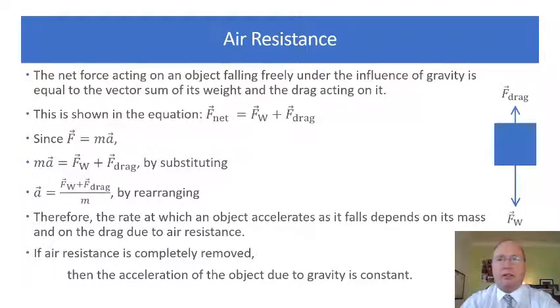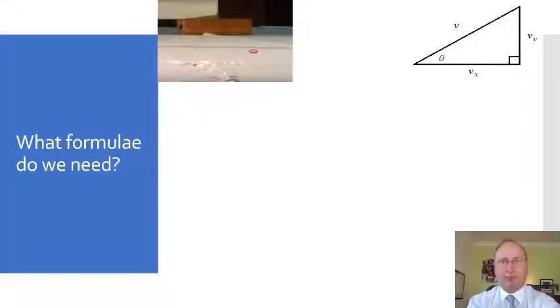If air resistance is completely removed, then the acceleration of the object due to gravity is constant. Well, what formulae do we need? Before we have a look at that, have a look at the picture at the top of the screen, where you can see a split-second photo of a bullet that has hit the ground by ricocheting off at a very, very fast speed, another bullet that was dropped and landed at exactly the same time within the limits of the experiment. Now, the formula we need, we've actually looked at before.